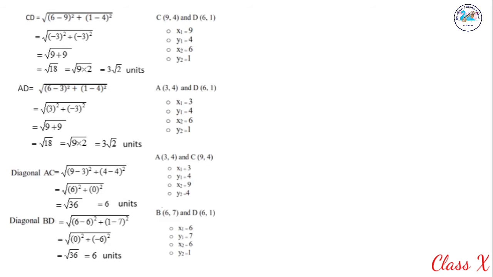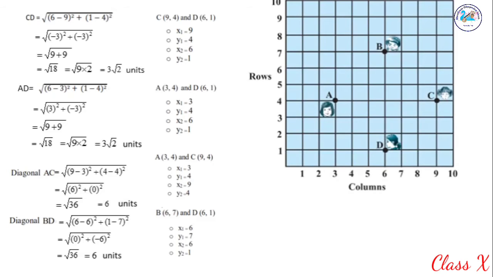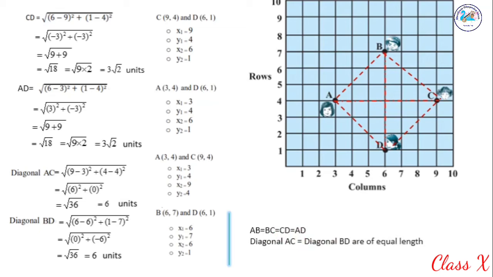So when you check the length of the sides and the length of the diagonals, we can come to the conclusion that side AB, side BC, side CD, side AD all have the same length, and also diagonal BD and diagonal AC have the same length. So we can write like this: AB equal to BC equal to CD equal to AD, and diagonal AC equal to diagonal BD are of equal length.